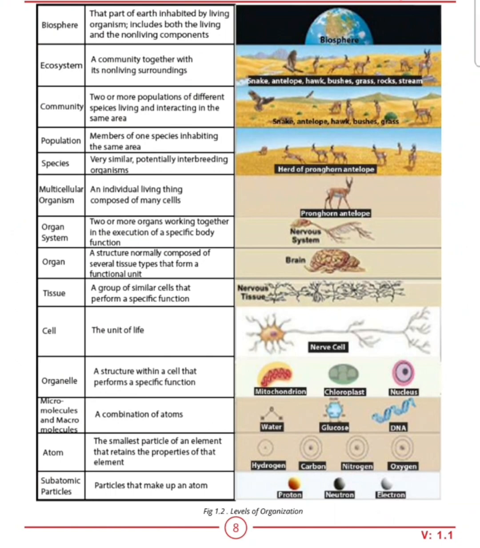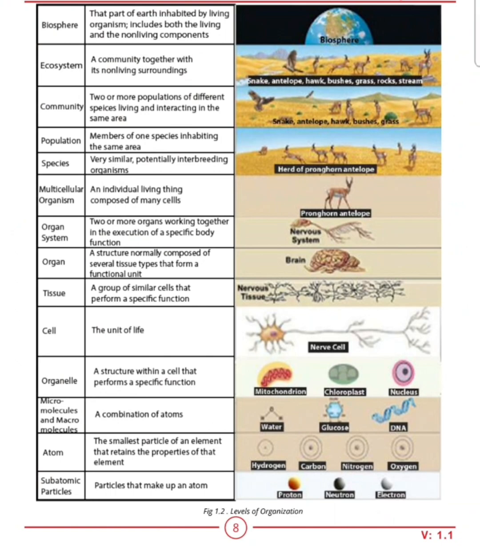Community: two or more populations of different species living and interacting in the same area. So two or more types of populations that are living in an area, these different populations are known as the community. Next level is the population level. The members of one species inhabiting the same area. It includes one species that is present in some area. For example, the population of antelope, the population of mouse, or population of human beings.